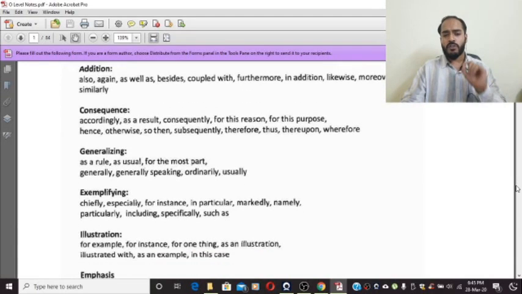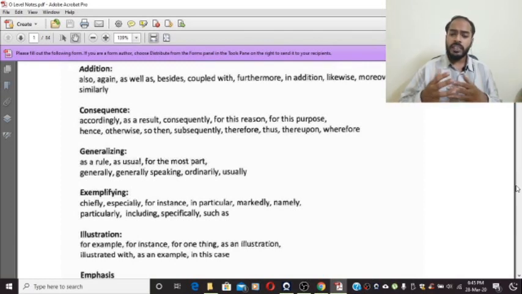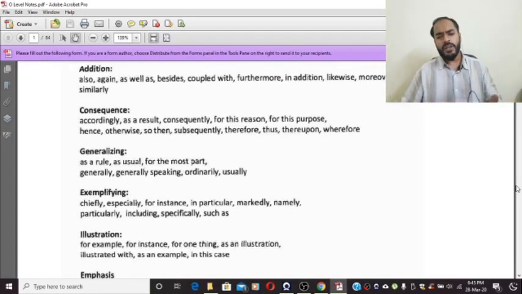Now I have two special words over here, exemplifying and illustration. See, illustration means an example. Okay, it definitely means an example. However, exemplifying is kind of like an example, but it is not exactly like an example. What it does, exemplifying means it's giving importance, or it's also showing that, like chiefly, especially, for instance, in particular, markedly, namely. So these are giving a particular aspect. Rather than illustration, it's an example or a fact that you would derive from your real life situation.